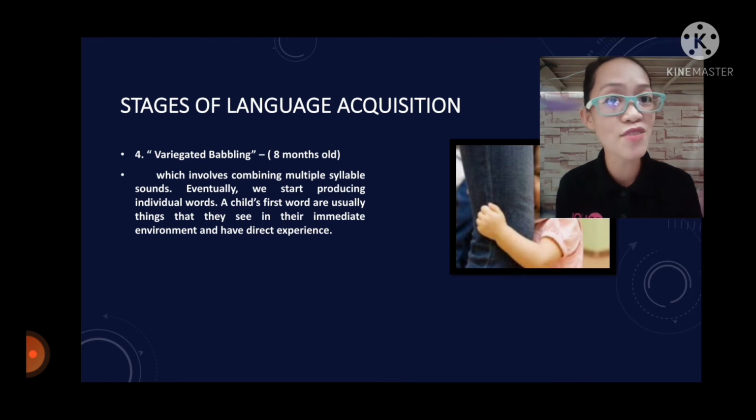A child's first words are usually things that they see in their immediate environment and have direct experience with. For example, when the child wants a banana, because she is variegated babbling, instead of banana, she will say nana, just like that. That is an example of a child variegated babbling.